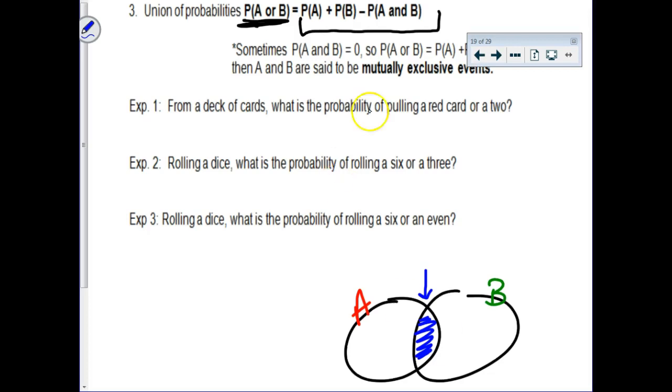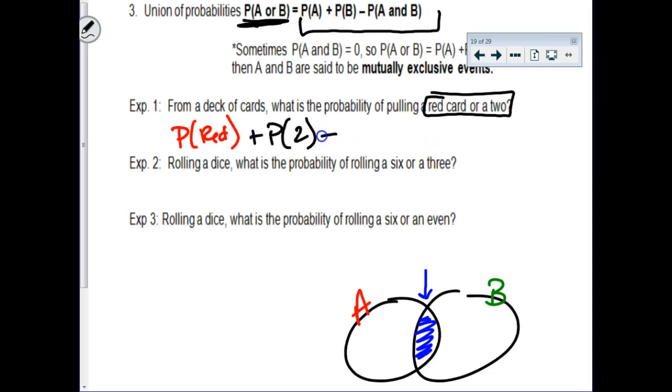Okay? So it's a little easier to look at when you think of a deck of cards. So what's the probability that you're going to pull a red card or a 2? So what you're supposed to think about is the formula. So it would be the probability of pulling a red card plus the probability of pulling a 2, but then minus the probability of pulling a red 2. That's how you're supposed to use the formula. We'll talk about another way in a moment.